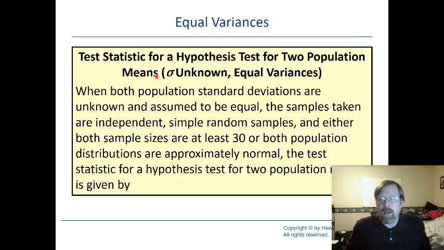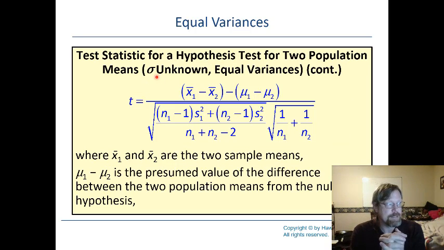Okay, the other option is equal variances. If you can assume that the population standard deviations are likely to be equal, and we've got independent random samples, and the other criteria, sample size of at least 30 or normal population distribution, then we get this test statistic where we've got pooled deviations. So your numerator here looks exactly the same, difference in means minus presumed difference in population means.